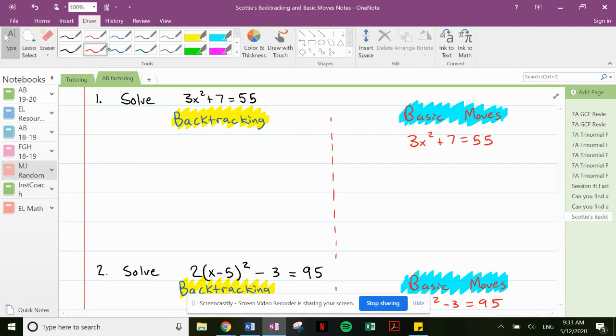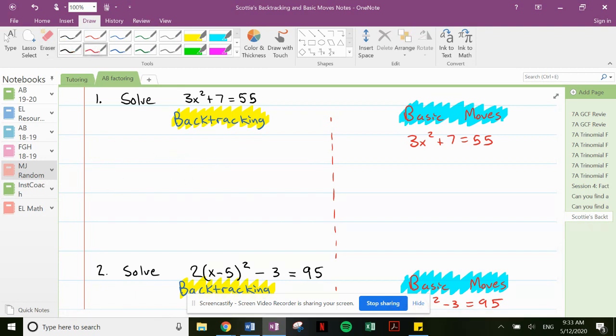Notice again that both of these problems do not have a regular x term, the linear term. Remember, if it has that x term or linear term, then you have to factor and solve with the zero product property, all right? Always factor and solve with the zero product property if there's a regular x term. If there's just an x squared term in numbers and coefficients, then we know we can backtrack or use basic moves. So let's do that.